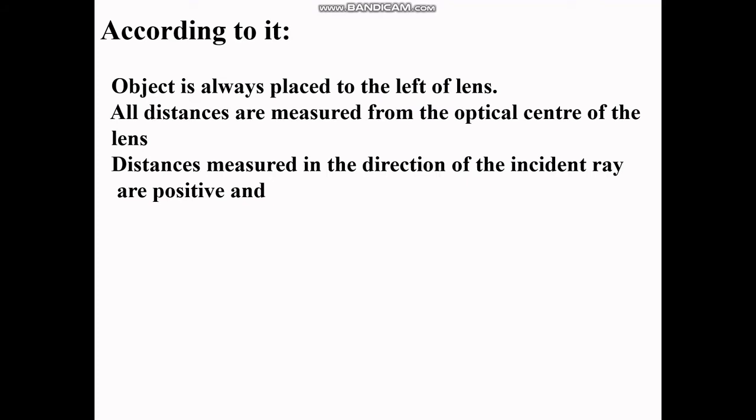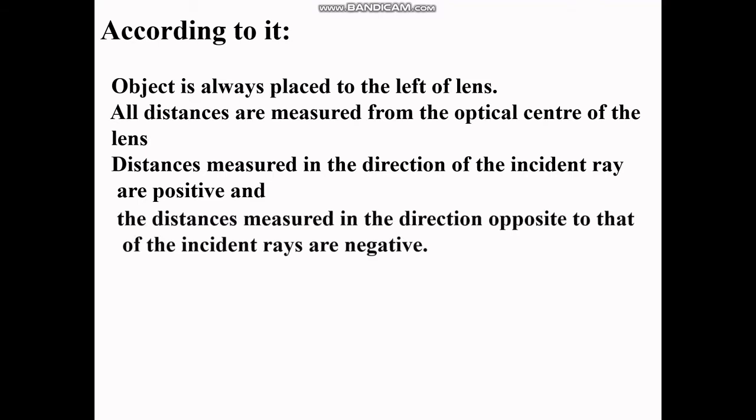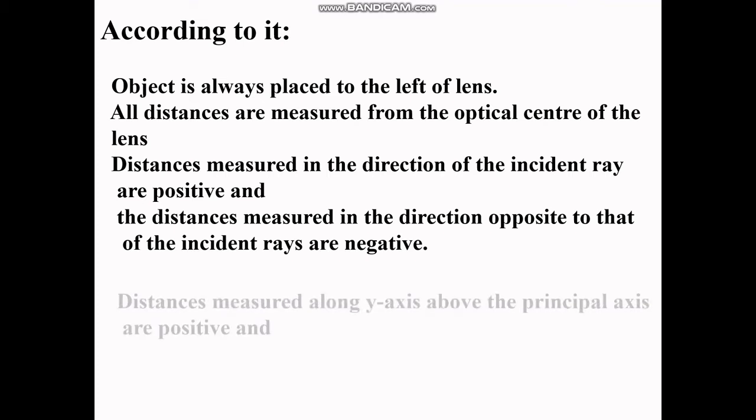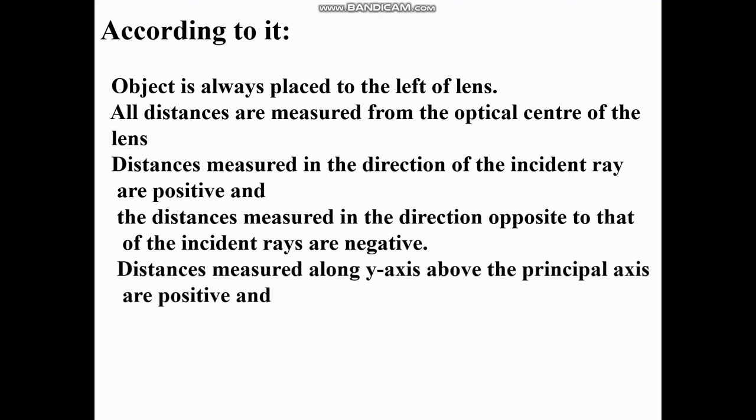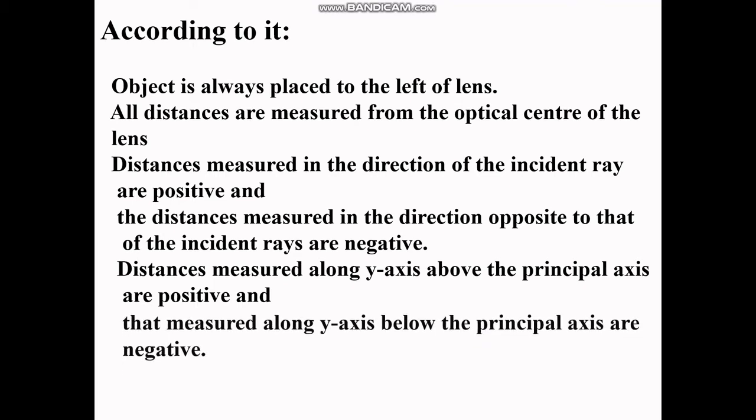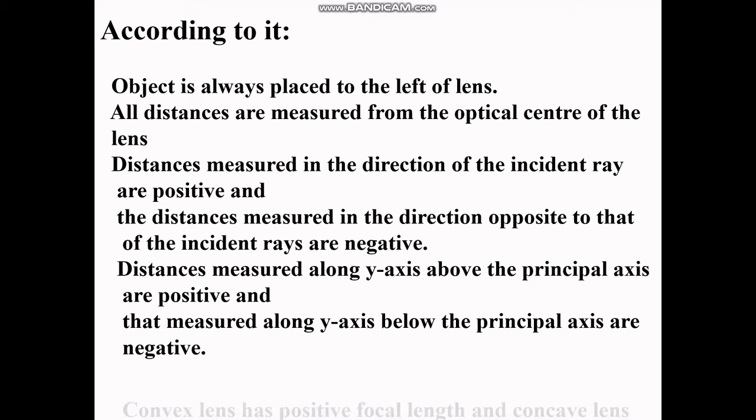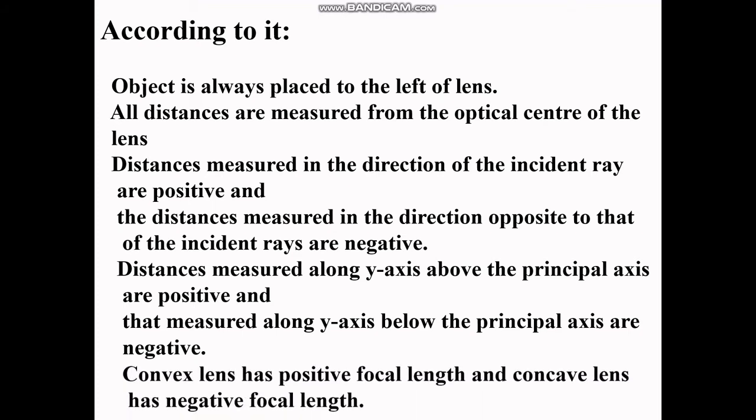Distances measured in the direction of incident ray are positive and distances measured in the direction opposite to that of the incident rays are negative. Distances measured along y-axis, that is, above the principal axis, are positive, and that measured along y-axis, that is, below the principal axis, are negative. Convex lens has positive focal length and concave lens has negative focal length.